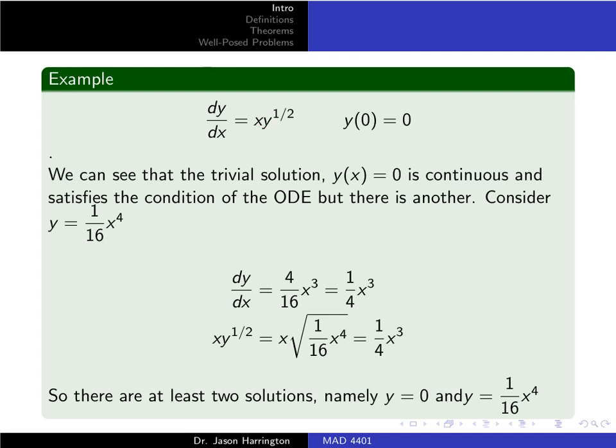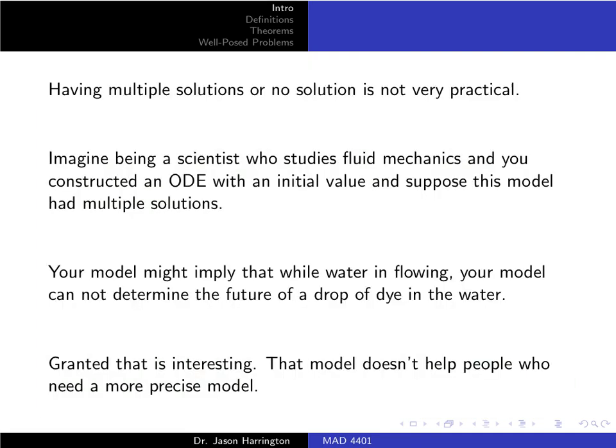And on the right-hand side, I get x times the square root of y, so it's x times the square root of 1/16 x to the 4th. The square root of 1/16 is just 1/4, and the square root of x to the 4th is just x squared, and so 1/4 x times x squared is 1/4 x cubed. So there's at least two solutions, namely y equals 0 and y equals 1/16 x to the 4th. And that's not an ideal situation. And we'll talk about how you recognize, looking at the initial condition and the ODE, whether it even has a unique solution.